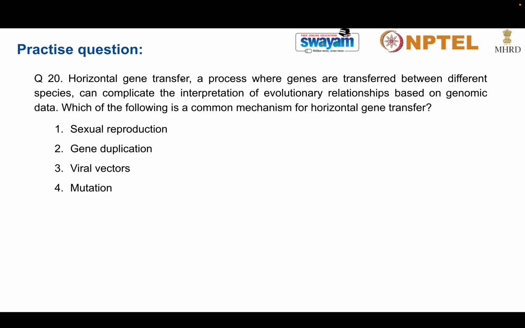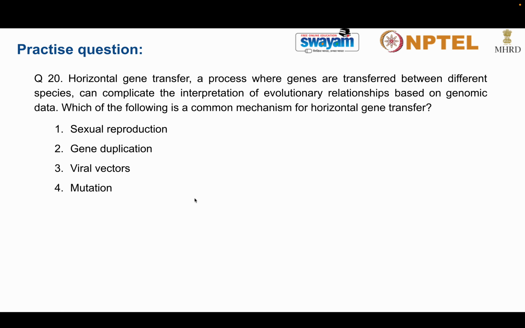So, we have talked about this horizontal gene transfer when we were talking about the xenologues, in which we said they had a common ancestor, but now they have some genes which are transferred as a result of horizontal gene transfer. So, now you have to tell what could be the common mechanism with which this horizontal gene transfer has occurred. So, these are a few options. What do you think?